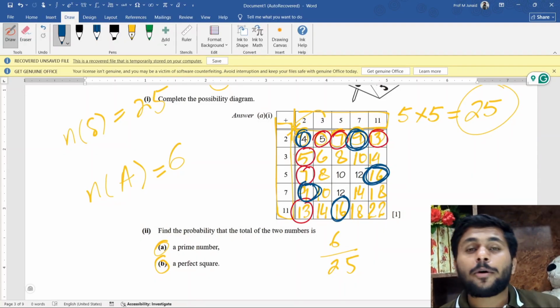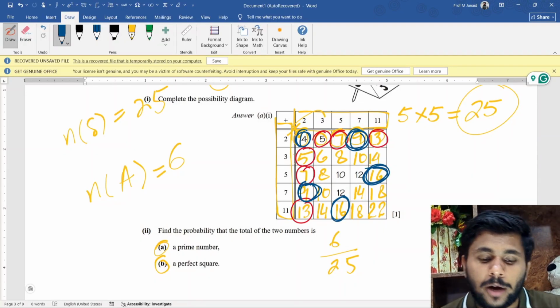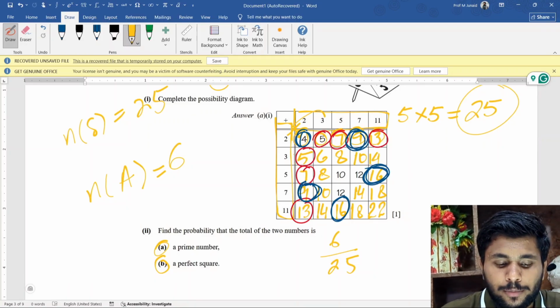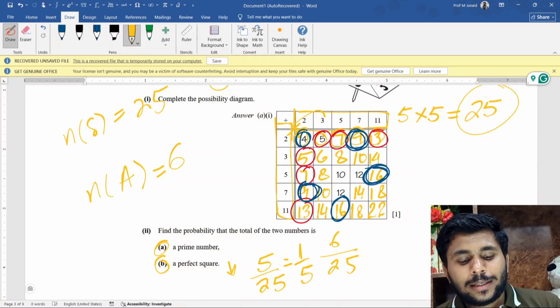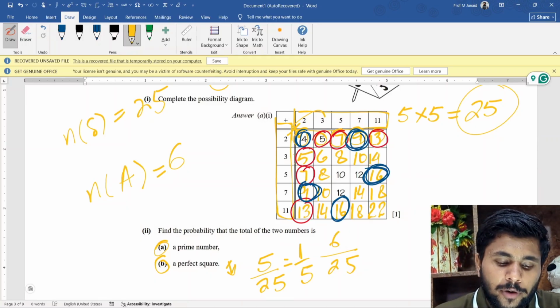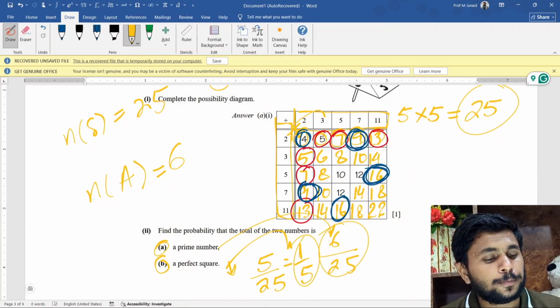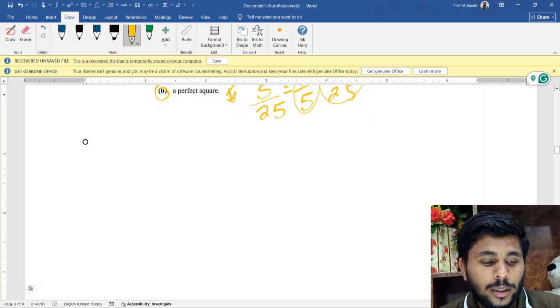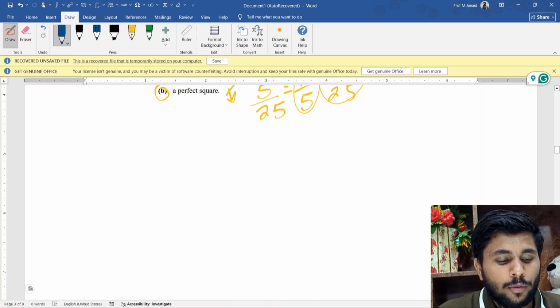So how many perfect squares are there? There are just 5. So what would be the probability? You can say that the probability of square numbers is 5 over 25. After reducing the fraction, 5 ones are 5 and 5 fives are 25, so 1 over 5. This is our required answer. So the probability of a perfect square is equal to 1 by 5 and the probability of prime numbers is 6 over 25. Okay.